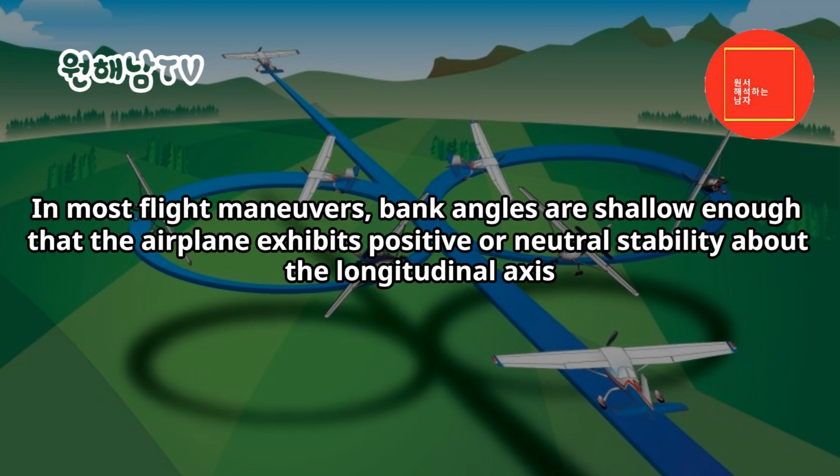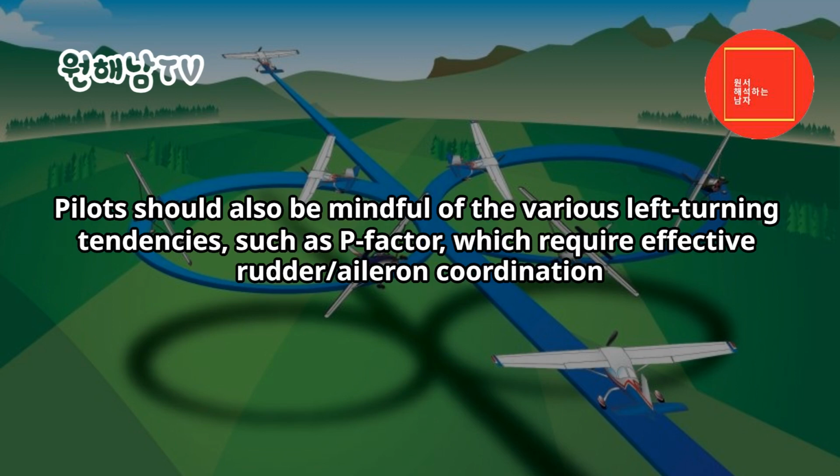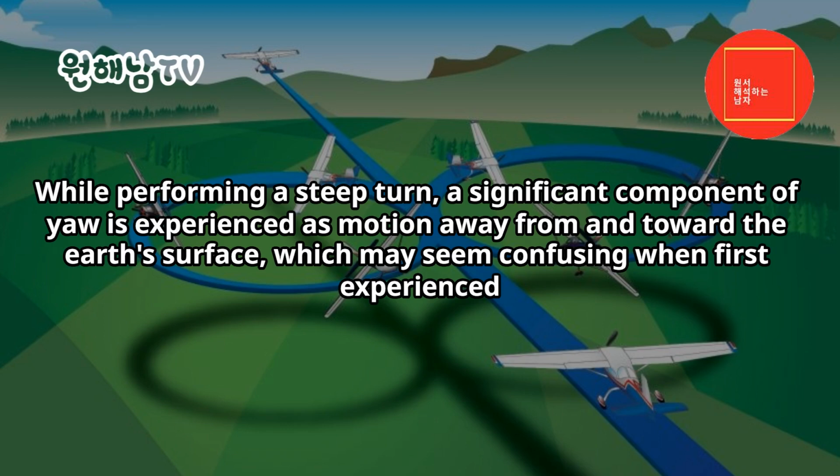In most flight maneuvers, bank angles are shallow enough that the airplane exhibits positive or neutral stability about the longitudinal axis. However, as bank angles steepen, the airplane will continue rolling in the direction of the bank unless deliberate and opposite aileron pressure is held. Pilots should also be mindful of the various left-turning tendencies, such as P-factor, which require effective rudder-aileron coordination. While performing a steep turn, a significant component of yaw is experienced as motion away from and toward the Earth's surface, which may seem confusing when first experienced.